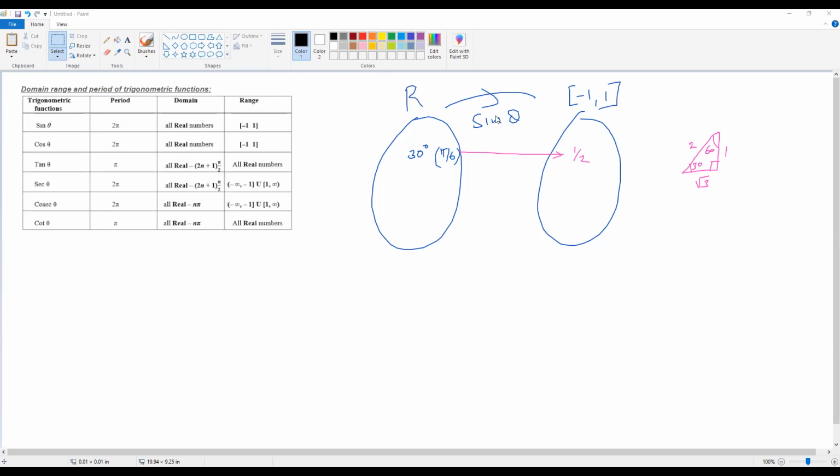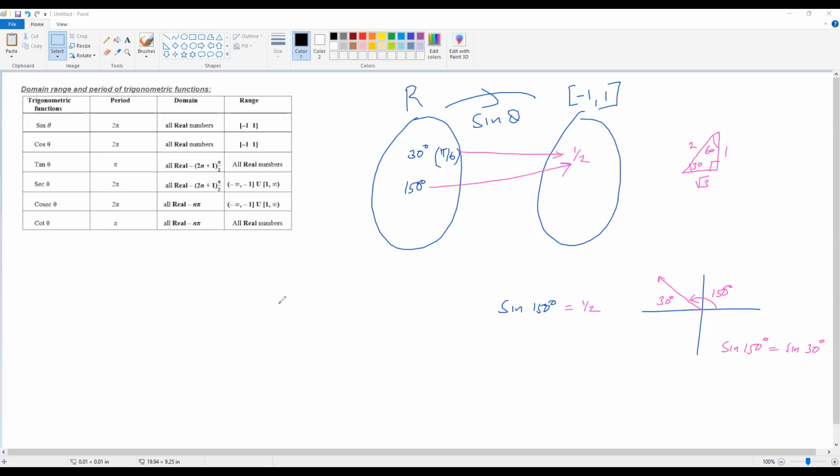Now, 150 degree, sine 150 degree. The angle 150 degree comes in the second quadrant, so the reference angle is 30 degree. So sine 150 degree and sine 30 degree are the same; only the sign may vary, plus or minus. But 150 degree lies in the second quadrant, where sine is positive. So this is also 1 by 2.